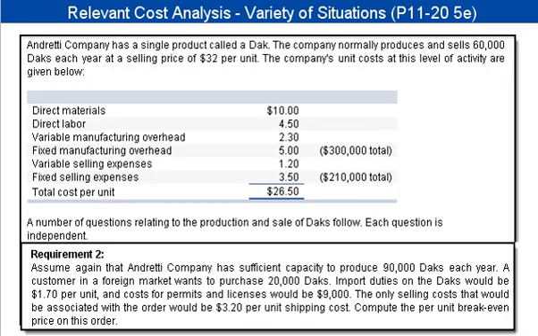Okay, now we're looking back at the original problem, and down here I've entered the text for requirement 2, which says, assume again that the company has sufficient capacity to produce 90,000 DAKs each year. A customer in a foreign market wants to purchase 20,000. Import duties on the product would be $1.70 per unit, and cost for permits and licenses would be $9,000. The only selling cost that would be associated with the order would be $3.20 per unit shipping cost. So we need to compute the break-even price on this order.